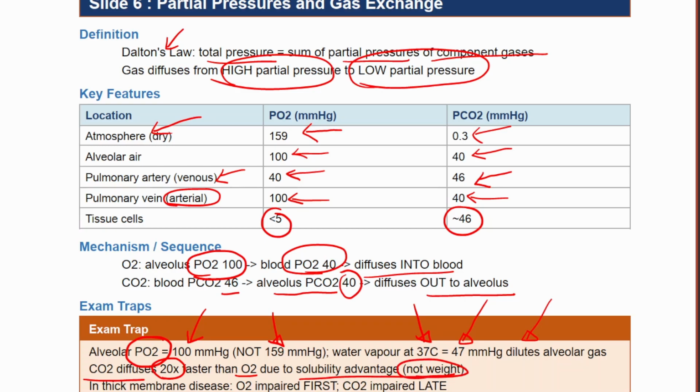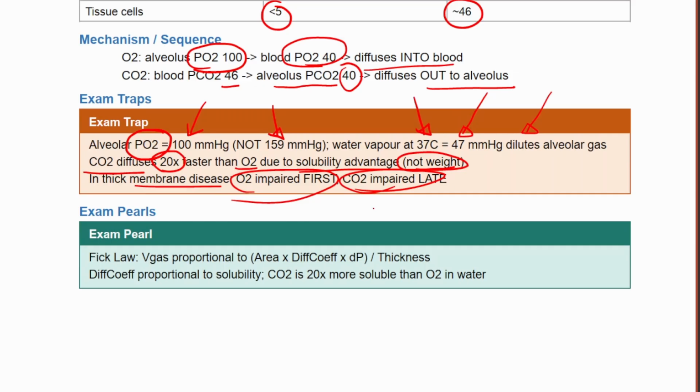In patients with thick membrane disease, remember the presentation timeline. Oxygen exchange is impaired first, while carbon dioxide exchange is impaired late. Finally, lock in the mathematical relationships from our exam pearls.